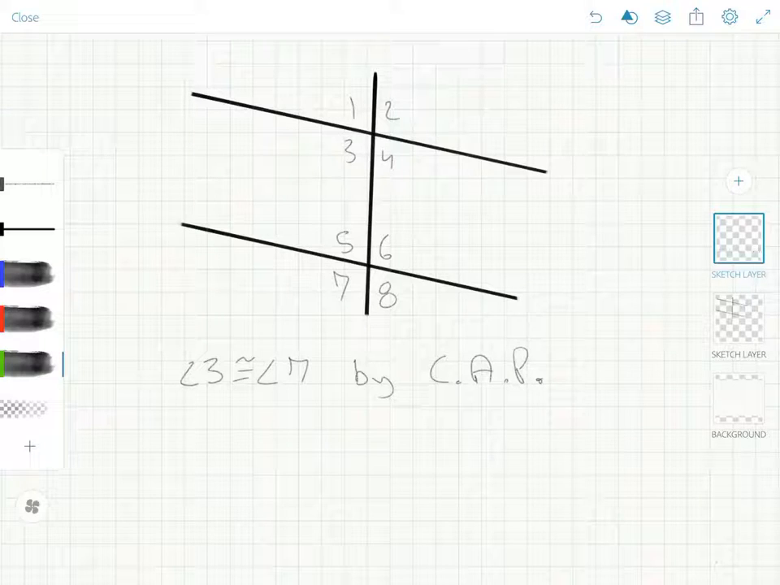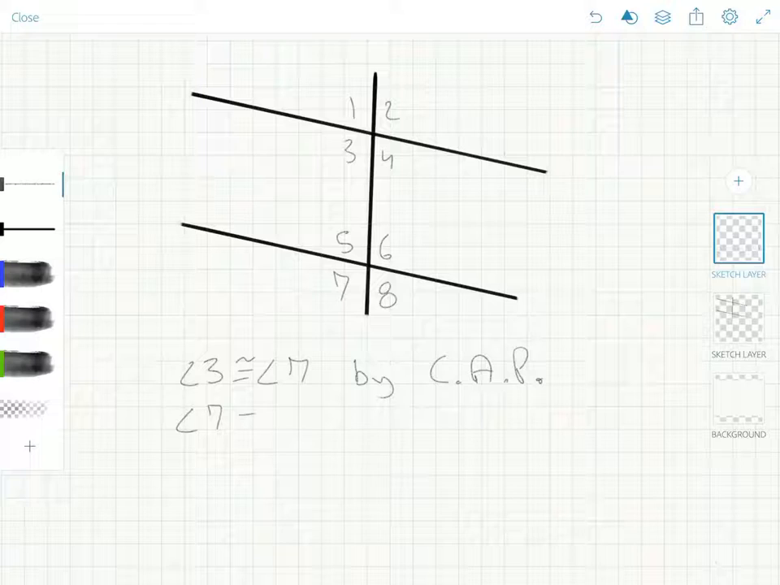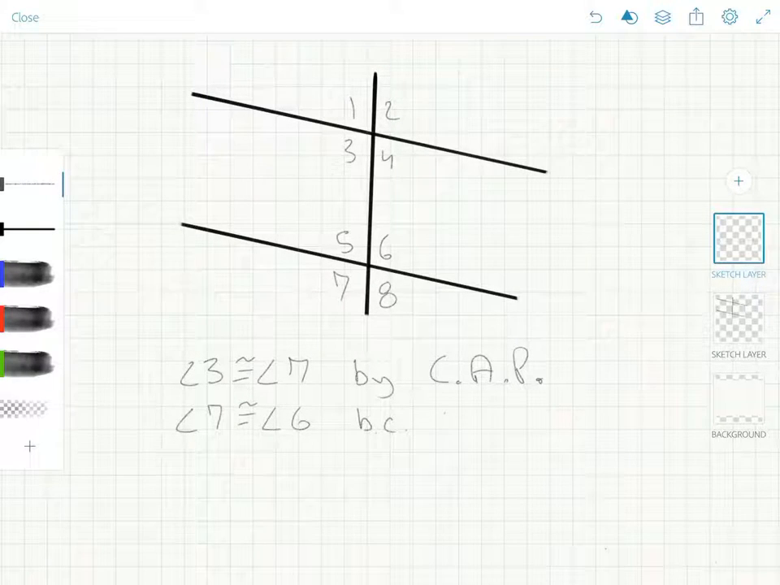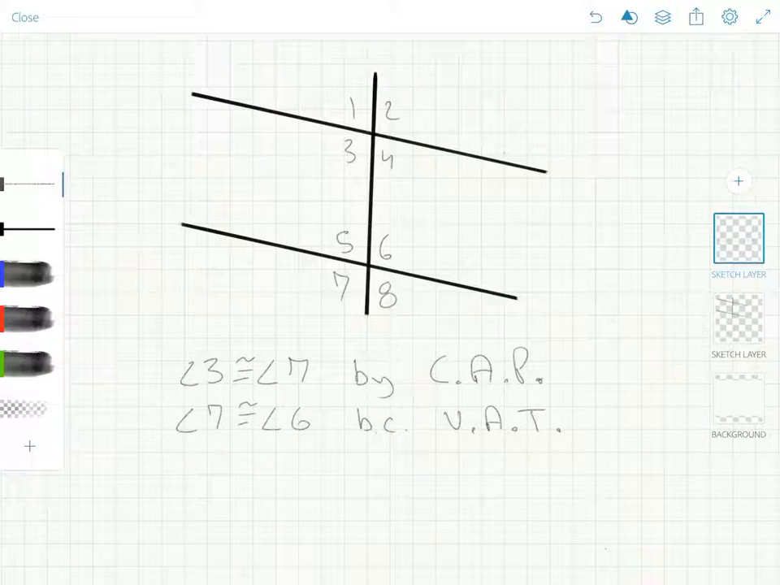Earlier in the class, we proved that vertical angles are congruent. Angle 7 and angle 6 are a pair of vertical angles. So the next line of my proof will be angle 7 is congruent to angle 6 because of the vertical angles theorem. And the vertical angles theorem states that those two angles are congruent.